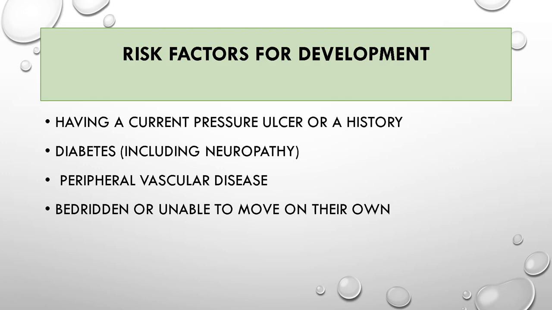Peripheral vascular disease causes the extremities, which are your arms and your legs, to not have circulating blood. This may cause the lack of important oxygen and nutrients to be delivered, so adequate tissue support is impaired. A resident who is not able to reposition themselves or is bedridden is at extreme high risk for pressure injuries.